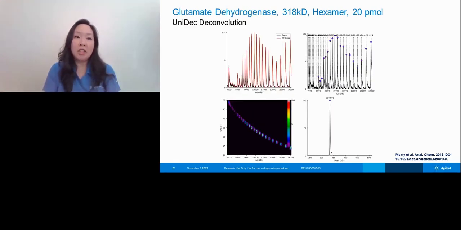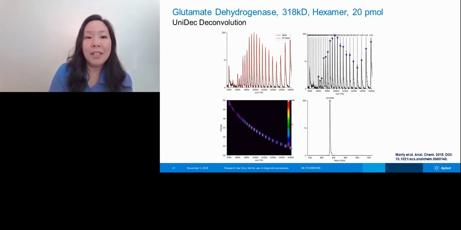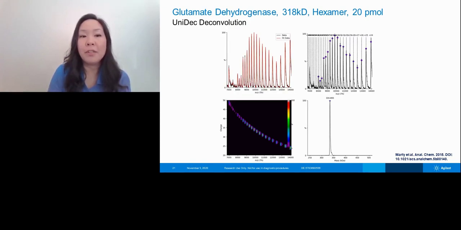Next, we look at glutamate dehydrogenase, 318 kilodaltons, the hexamer. And again, you can see the fit data overlaid to the raw data on the upper left, and then the charge envelope distributions with annotation. You can see how it's all plotted nicely down here in the charge versus the m/z. And you see it deconvolutes well into the 300 kilodalton range.